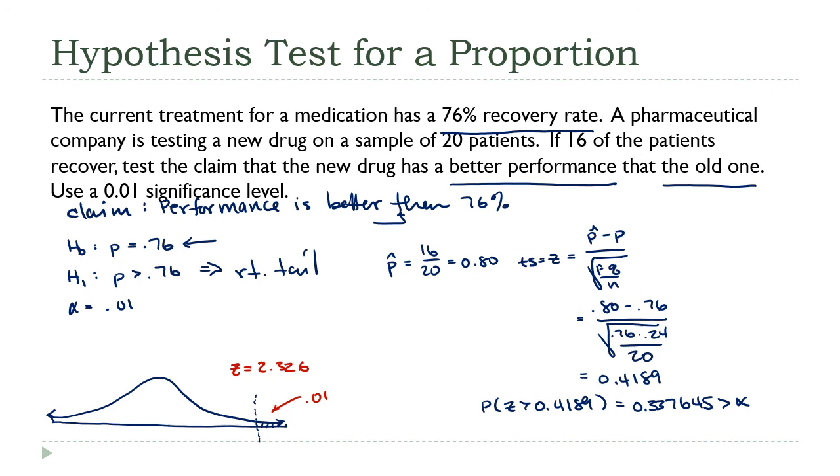That z-score, so where is our test statistic? Right, our test statistic is a poor, lowly 0.4189. That's all the way over here. So it is not out there in the critical region, right? So we get the same conclusion, right? Both methods are giving us the same result. There is insufficient evidence to support the claim that this drug is doing better than the previous one.